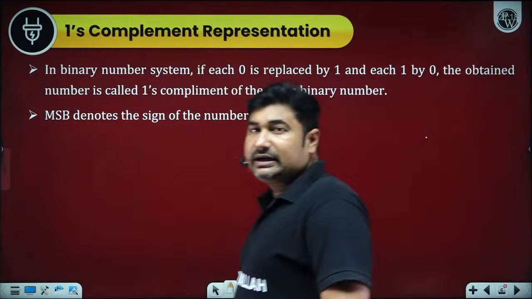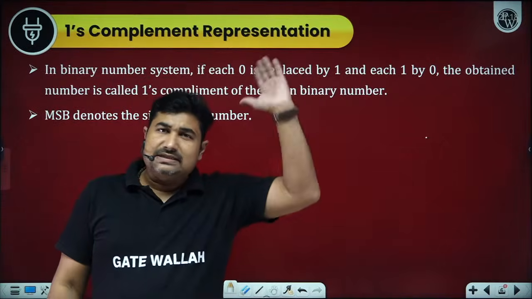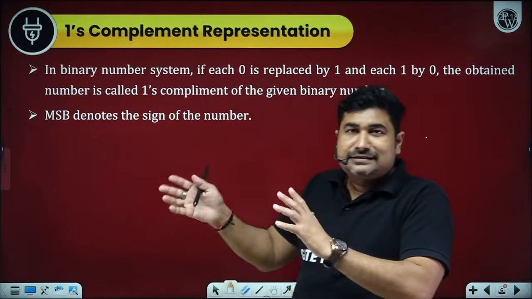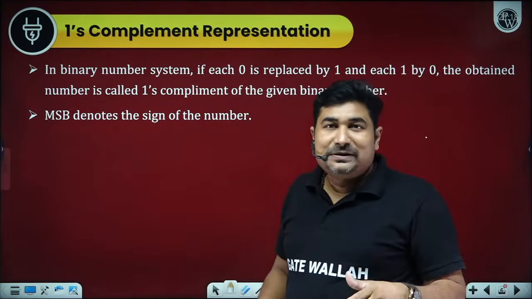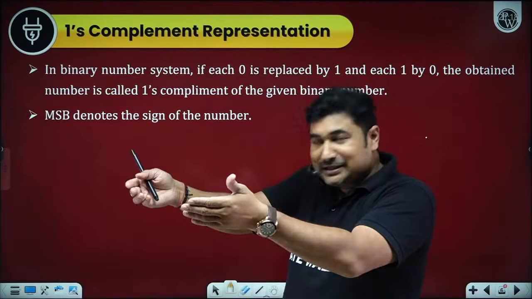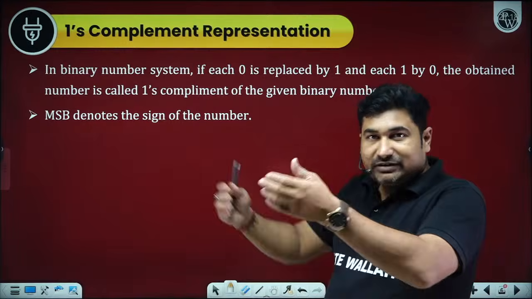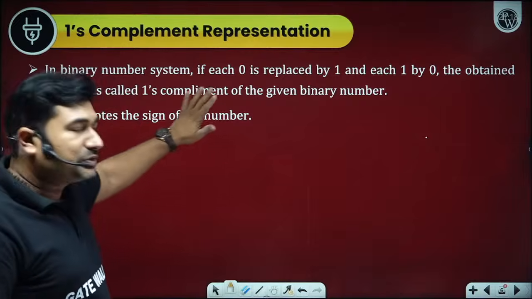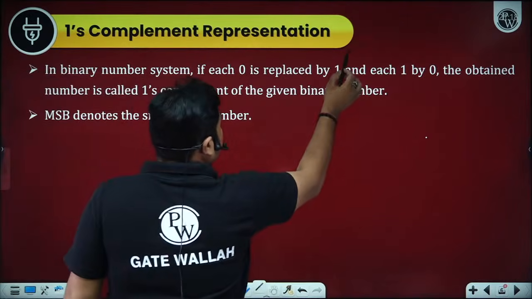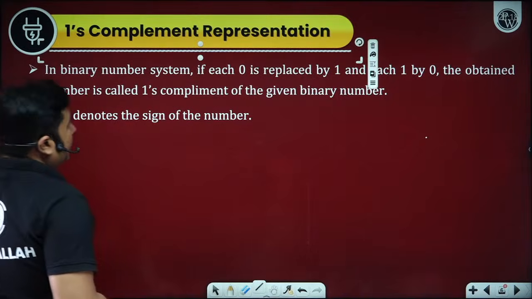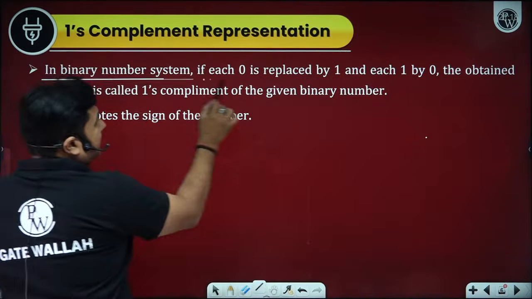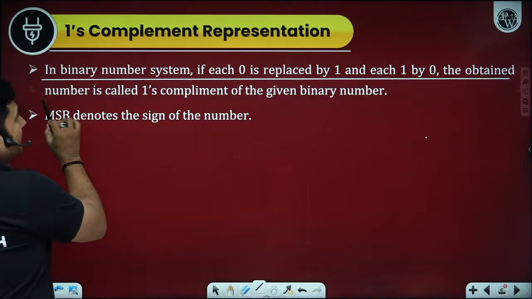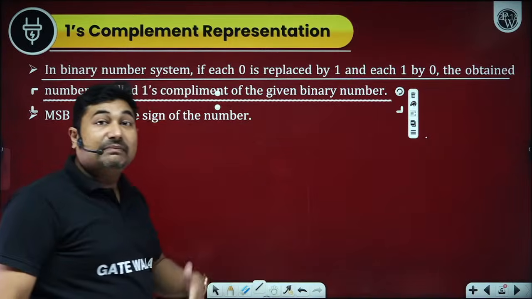In a ones complement representation, even if you were present at the time of invention, you would do it in the same way. If a number is positive, you can just take a reflection of the number, or you can say invert all the bits, and say that that is a negative number. The same is used for the ones complement as well. Now please observe ones complement. In the binary system, if each 0 is replaced by 1 and each 1 is replaced by 0, then the number is called the ones complement of the given binary number.